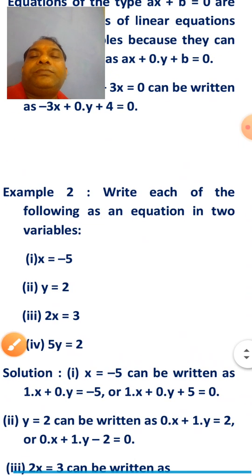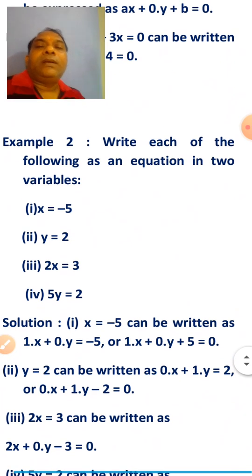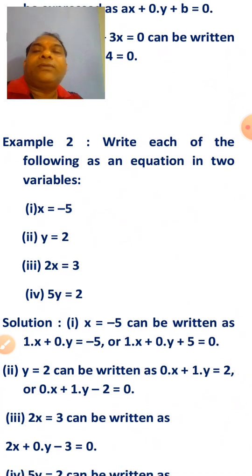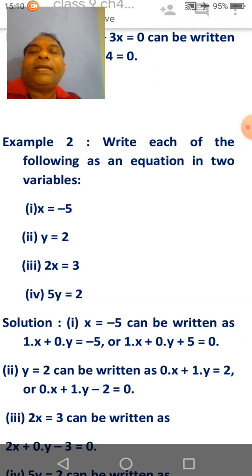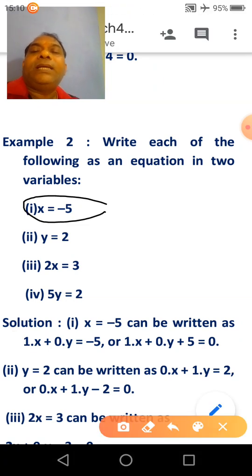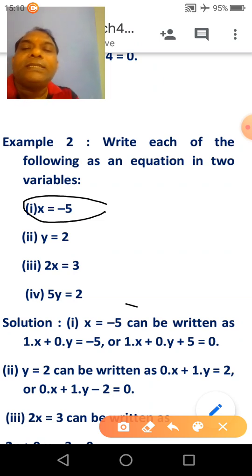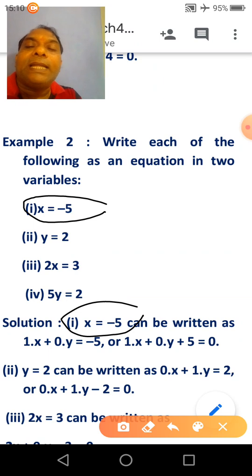Now, next example, write each of the following as equation in two variables. So you have to write x is equal to minus 5 in the form of equation in two variables. Clear? So we know that equation in two variables, its standard form is ax plus by plus c is equal to 0. So x is equal to minus 5 can be written as 1 into x plus 0 into y is equal to minus 5.